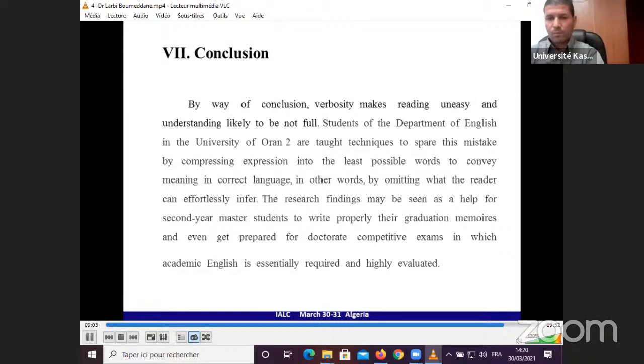Conclusion. By way of conclusion, verbosity makes reading uneasy and understanding writing optional. Students in the important presentation stage are taught the need to simplify the style by compressing expression into the fewest possible words, conveying meaning in direct language; in other words, by omitting what the reader already has. The research findings may be helpful in demonstrating to students how to write properly and directly for exams in which academic English is essentially required and highly evaluated. Thank you very much for listening.